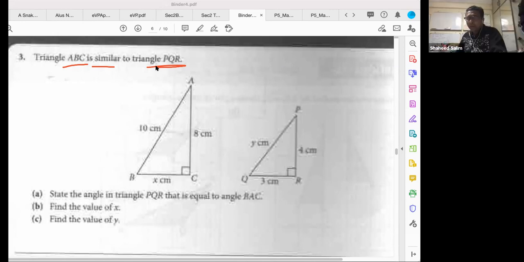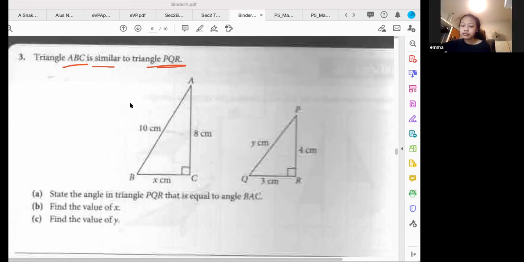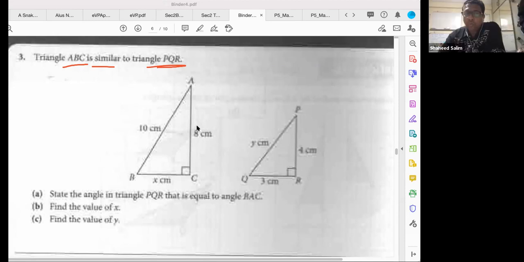Are you stuck, Emma? No. Okay. You're stuck, is it? 2. Oh, 2. Well done. Okay, then you can find out now what is X. So the ratio is 2. That means 8 divided by 2, you get 4. 4 times 2, you get 8. So down here, you see, 8 divided by 2 gets 4. 4 times 2 gets 8. So you need to times to the bigger one, divide to the smaller one.